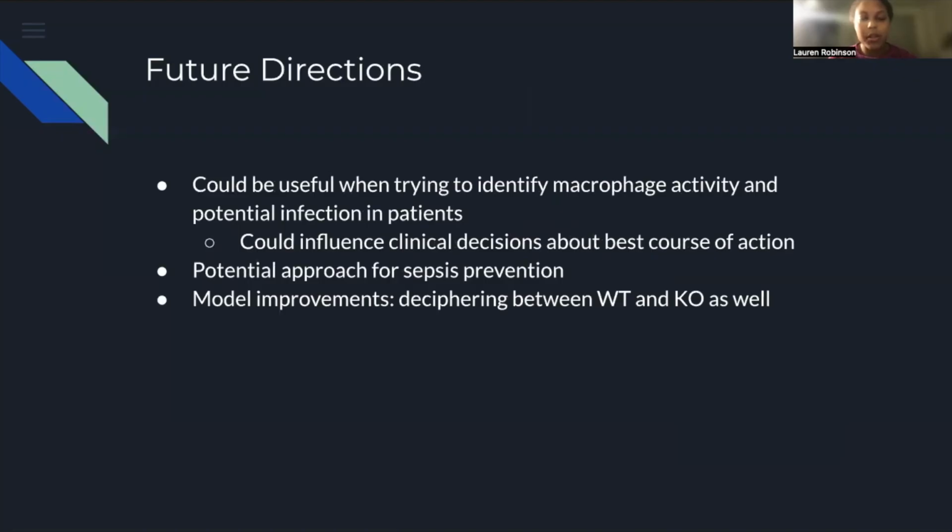As far as future directions go, this model could be useful when trying to identify macrophage activity and potential infection in patients. If we can use these gene expression markers as biomarkers of Listeria infection or other bacterial infection, this could potentially lead to quicker diagnosis, which means quicker treatment and a decreased risk of someone actually experiencing sepsis. There are definitely things that can be improved in this model. I think it would be cool to also be able to train the model to decipher between the wild type cells and the knockout cells.